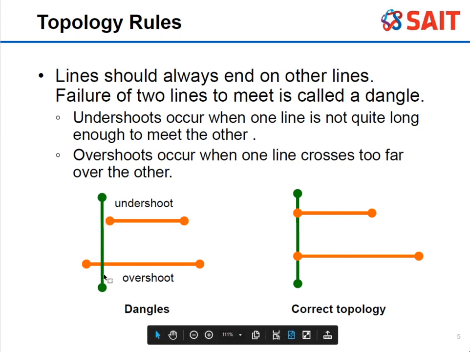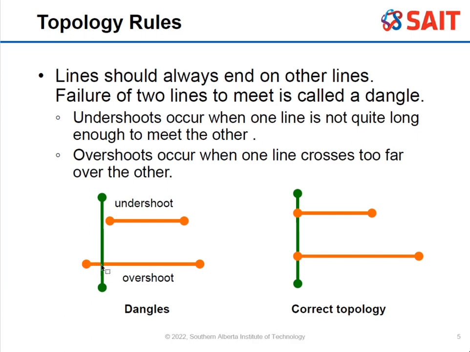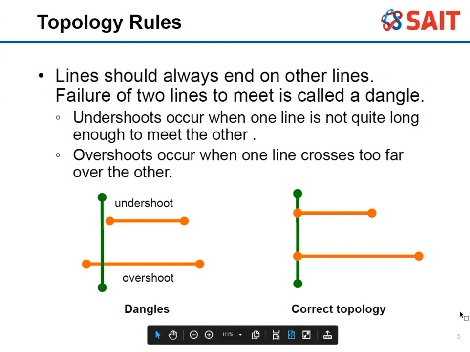The other one is an overshoot, where you see that it goes past the original line and there's an intersection that happens here. Again, it just seems to hang there with nothing to attach to it. So what we really want is both lines to end exactly on this green line so we know that it's correctly done.